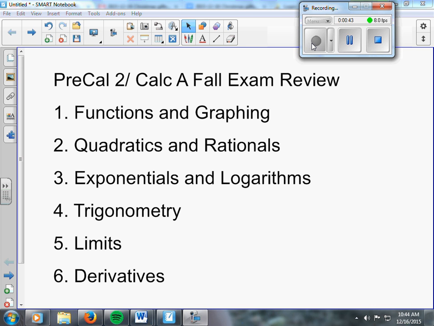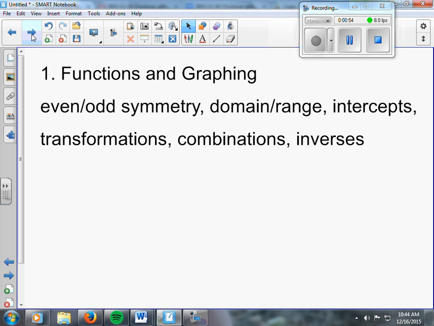Okay, so right here I have written down the 6 major units that we covered in class so far. And we're going to focus on these one at a time. Functions and graphing. This was the very first thing we did, and this is just a huge topic. So some things to remember: even and odd symmetry, domain and range, and the rest of what I have listed up here. So for even and odd symmetry, I'm just going to show you 2 examples.